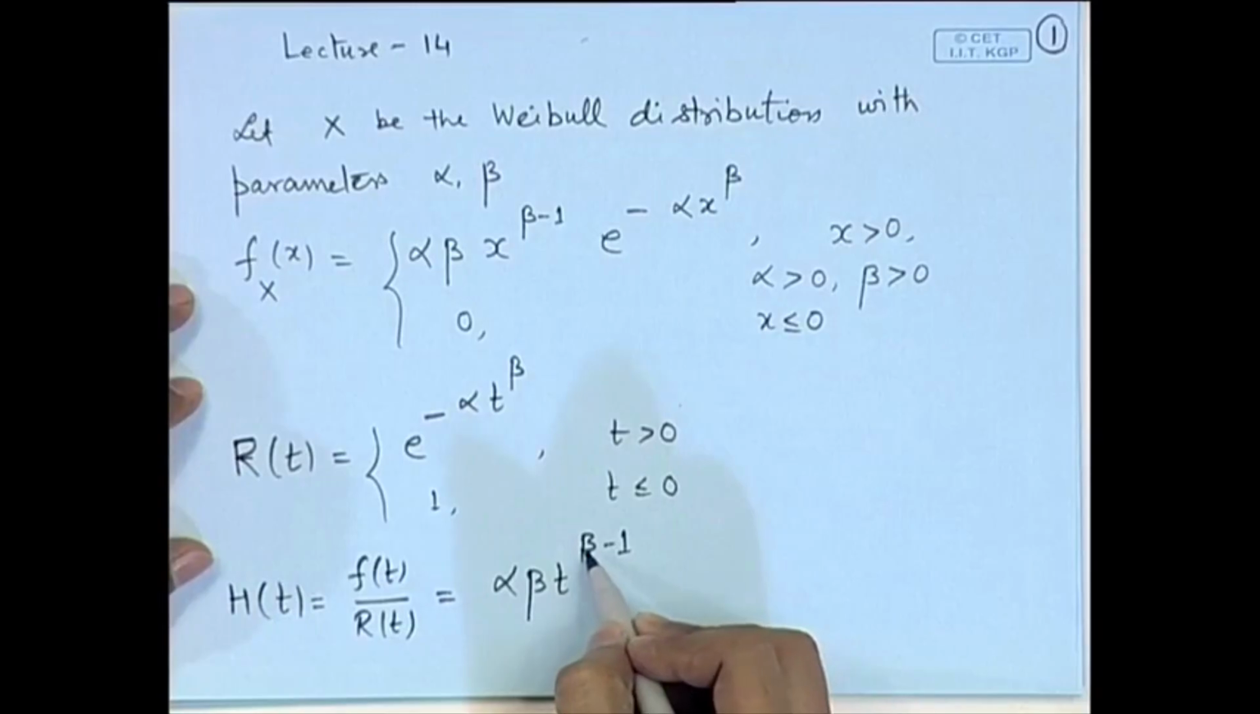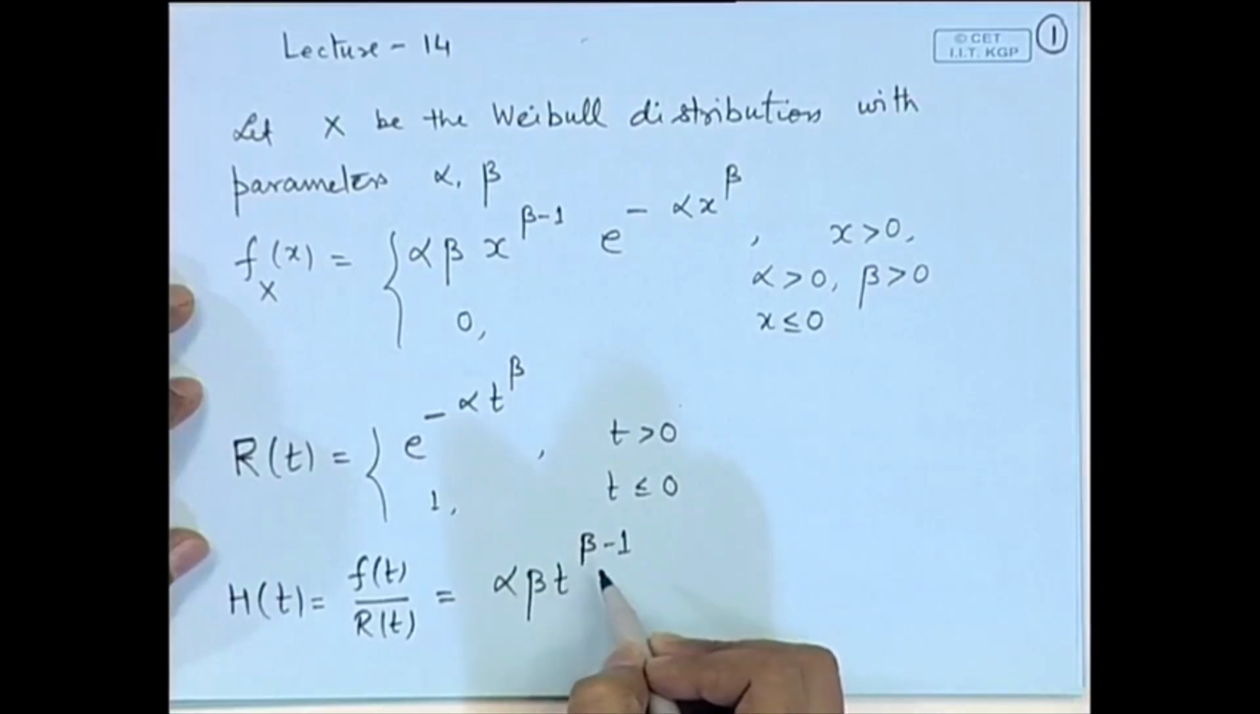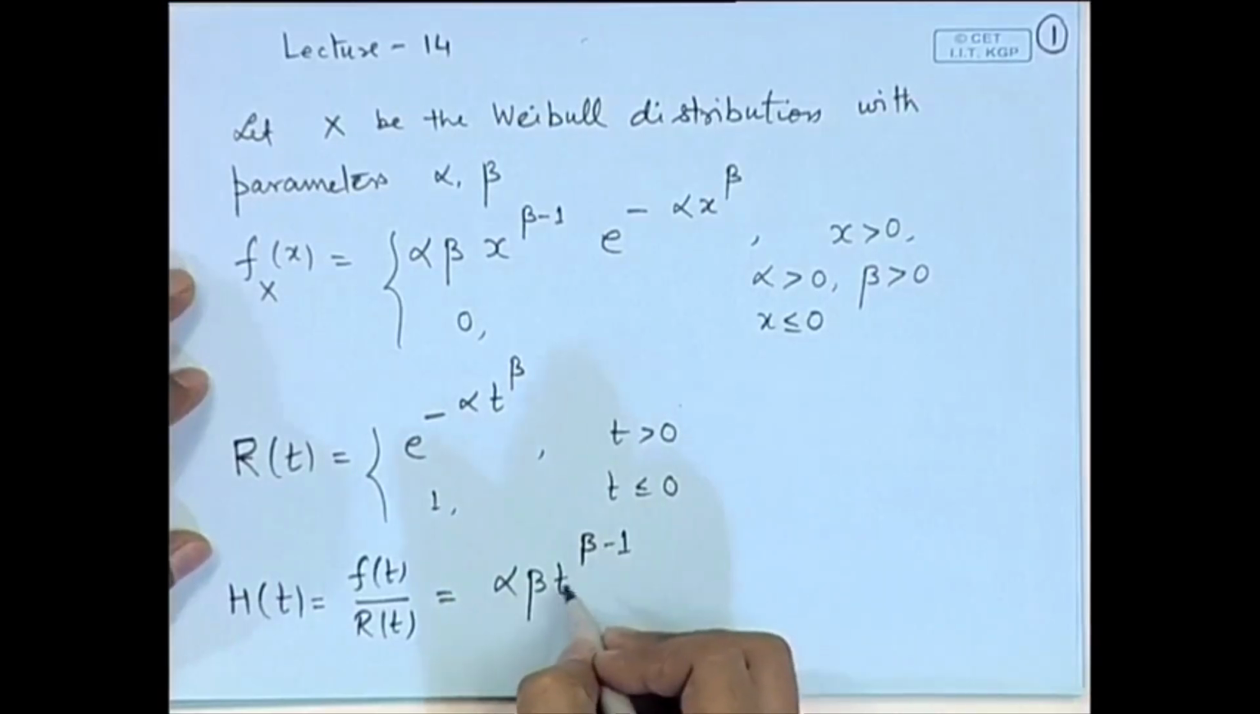Notice here that if beta is taking a positive integral value, then this is a polynomial function. On the other hand, if beta is a fraction, a number less than 1, then it will become an increasing hazard rate as t increases.